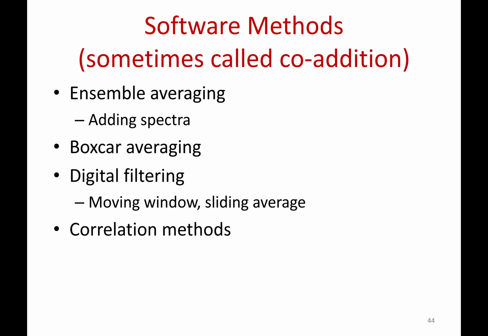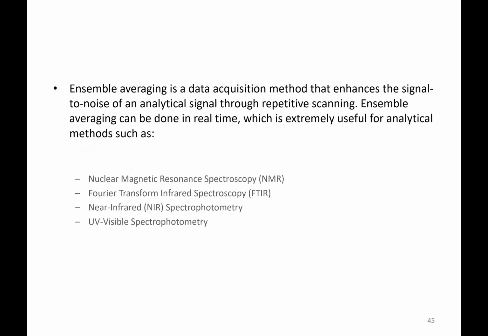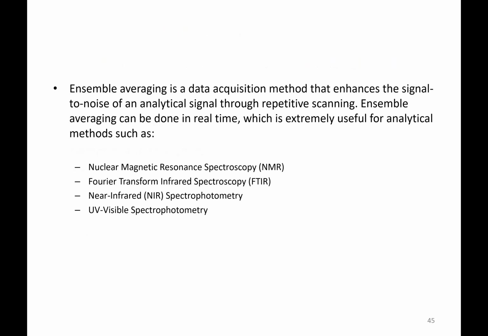Okay. The software methods, sometimes called coaddition, and we started on this. We talked about ensemble averaging. Remember, ensemble averaging? On ensemble averaging, which is often used by many instruments, including NMR, Fourier transform, near-infrared, UV-vis spectrophotometry, you add data points, and that improves the signal-to-noise ratio.